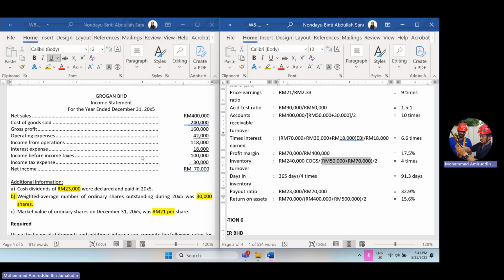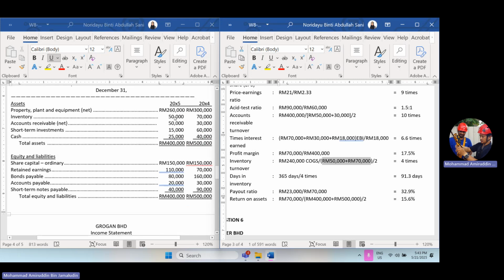So where is your inventory? Here, inventory 50 this year, 20x5. Last year, 70. So 50 plus 70 divided by 2. We call it average inventory. Settle your denominator, and then 240 divide the answer of this one. Okay. Then we get the answer also in times.